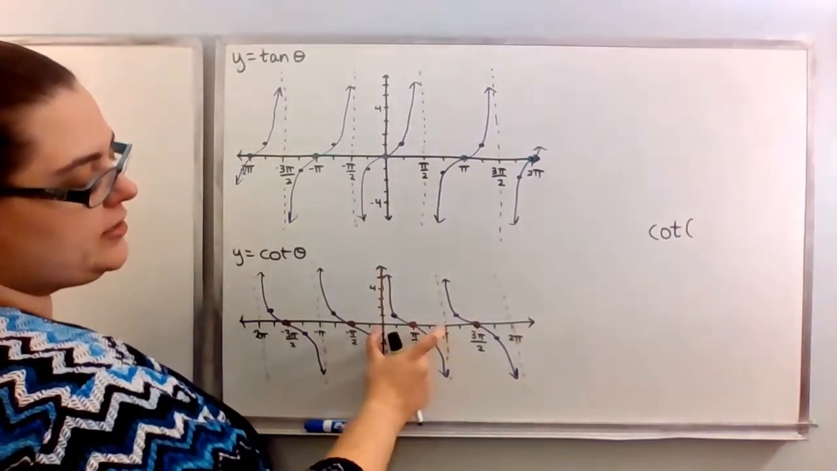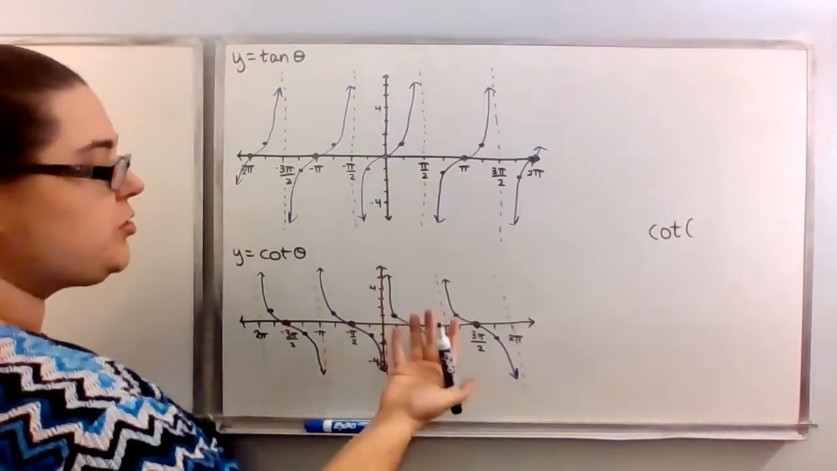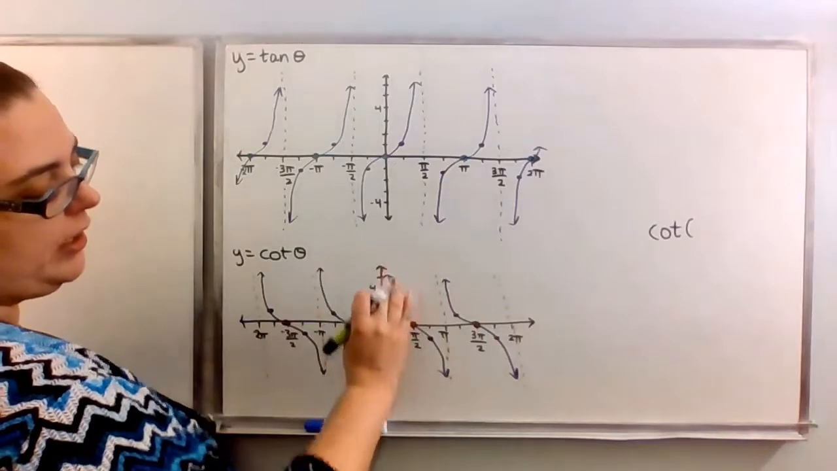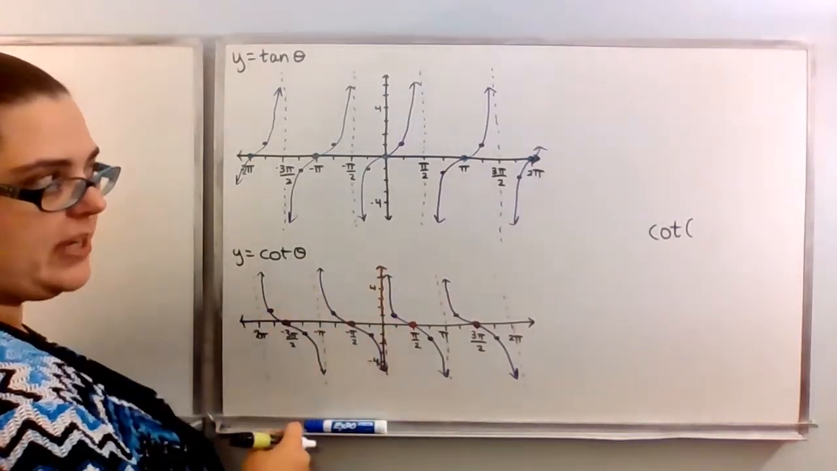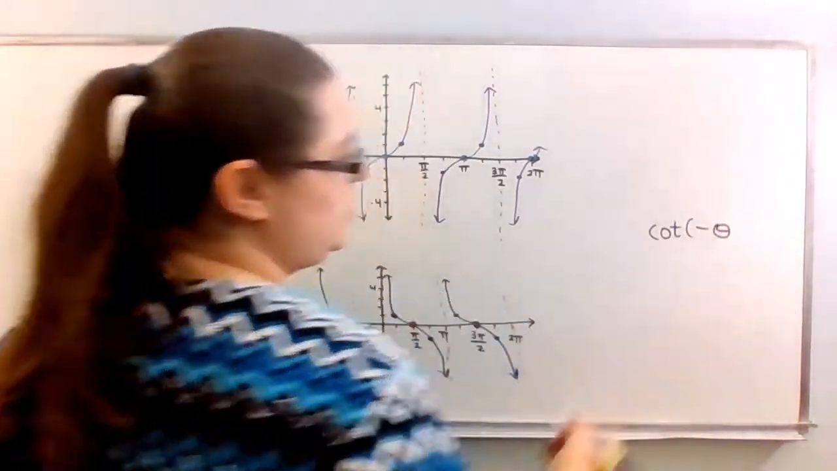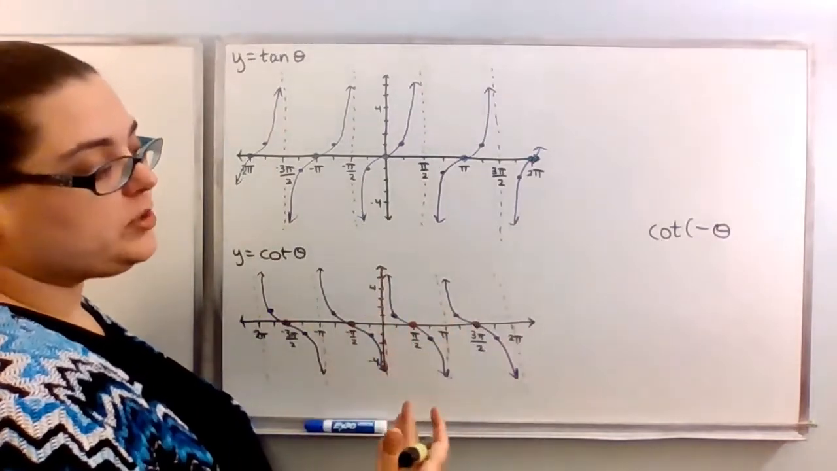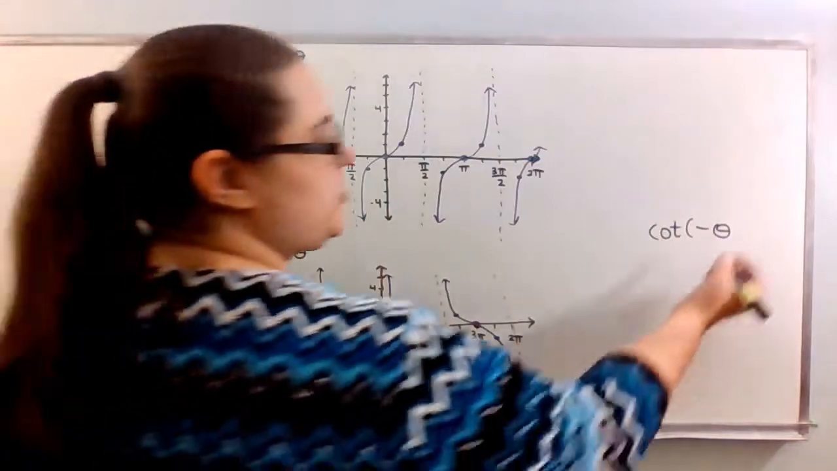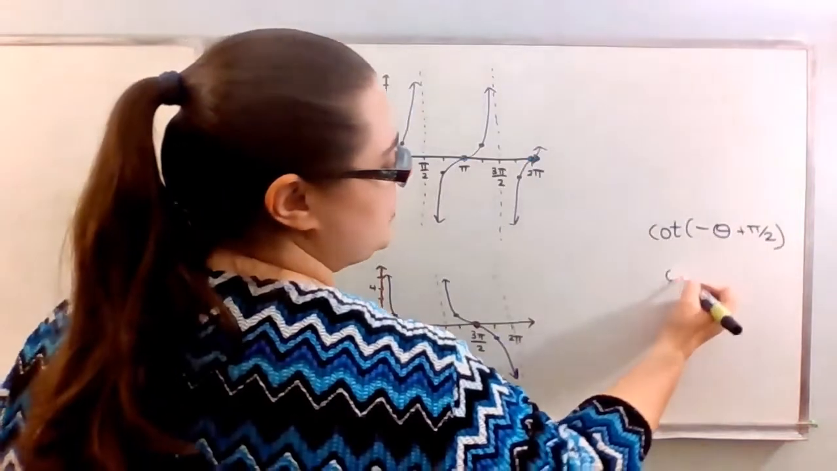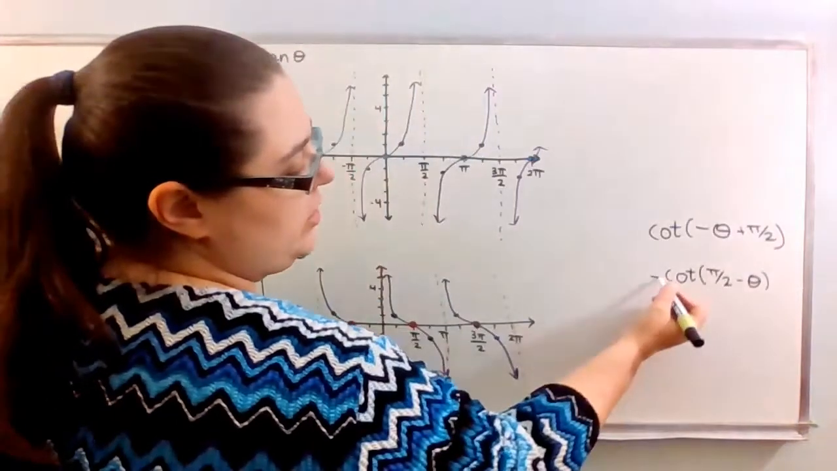However, if I want to take this and flip it, then I'm going to be reflecting. So maybe I want to reflect over the y-axis. That will get me my curves going up instead of coming down. To reflect over the y-axis, we're going to need a negative theta. And then we can shift either left or right. I'm going to choose to shift left, so I'm going to add pi halves, mostly so that I can rewrite that as cotangent of pi halves minus theta. That will equal tangent.